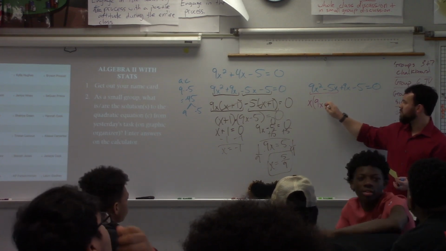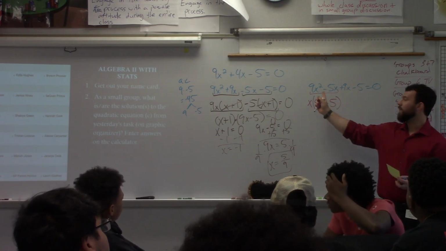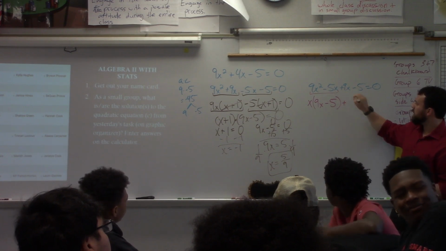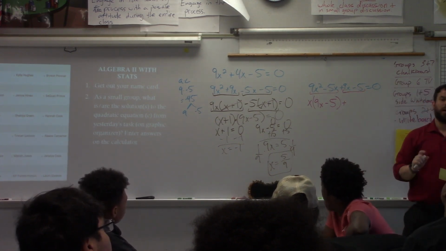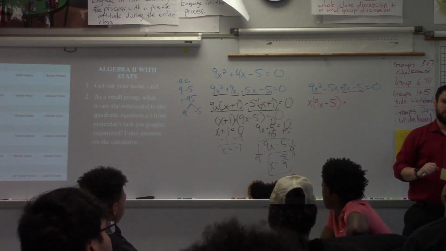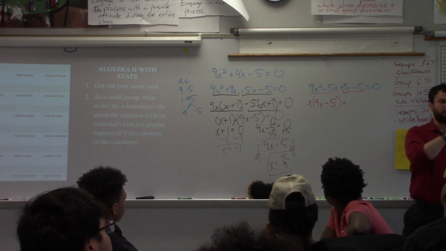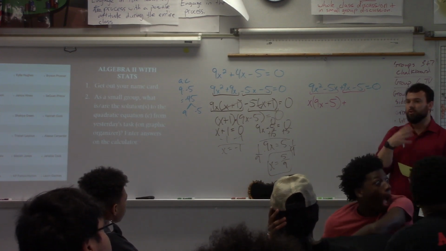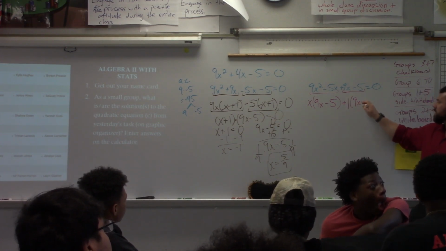9x squared minus 5. Remember, I factored one of those x's out. Now, when I look at 9x minus 5, what do those have in common? There is one number that everything has in common: a 1. It's not usually this way, but I can always factor out a 1 if there's nothing else.